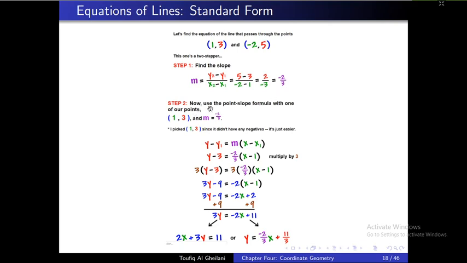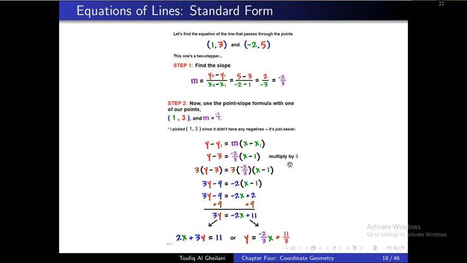Step 2: we use the point slope formula with one of our points, 1 and 3, and our slope m is minus 2 over 3. I picked 1, 3 since it doesn't have any negatives. It is just easier. So y minus y1 equal m times x minus x1. So y minus 3 equal m, minus 2 over 3, times x minus x1, which is 1.